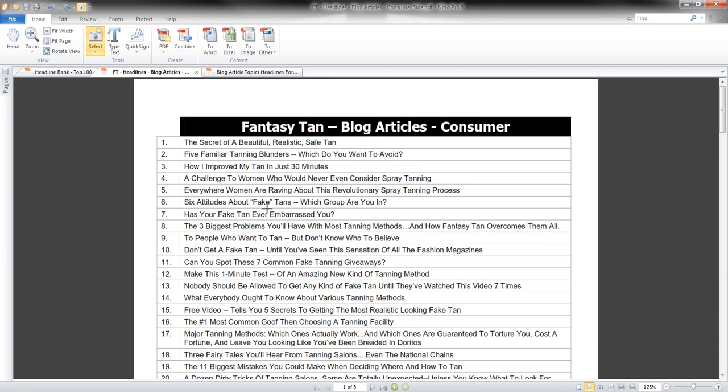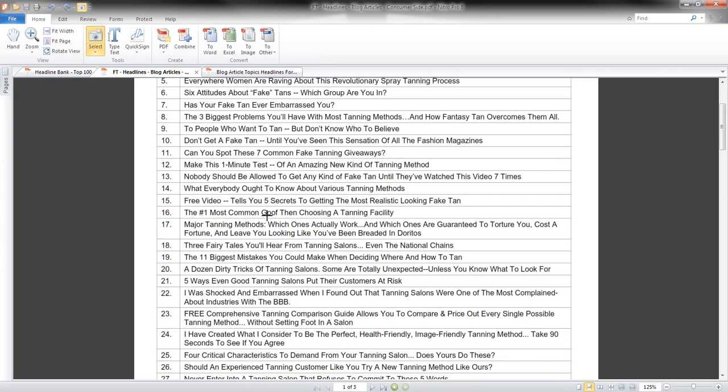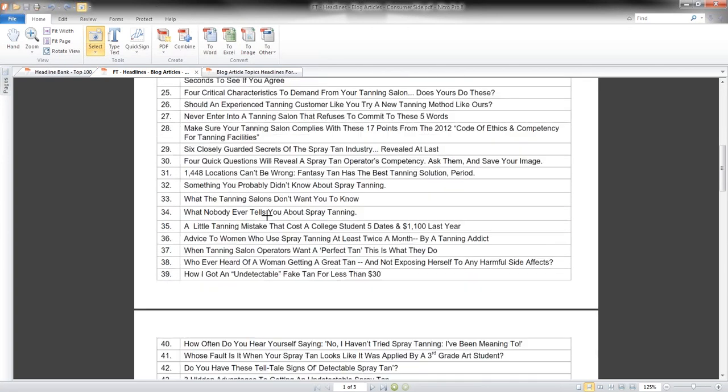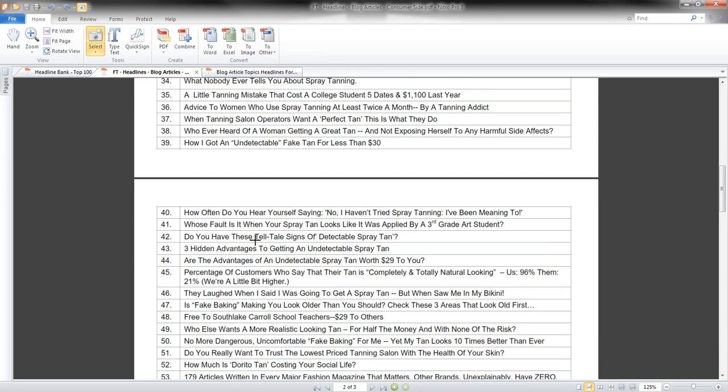Now, as you can see, I'll scroll down. There's 39, how I got an undetectable fake tan for less than $30. 40, how often do you hear yourself saying, no, I haven't tried spray tanning, I've been meaning to? 41, whose fault is it when your spray tan looks like it was applied by a third-grade art student? 42, how do you have these telltale signs of a detectable spray tan? 43, 3 hidden advantages to getting an undetectable spray tan. And then we can just keep on scrolling.